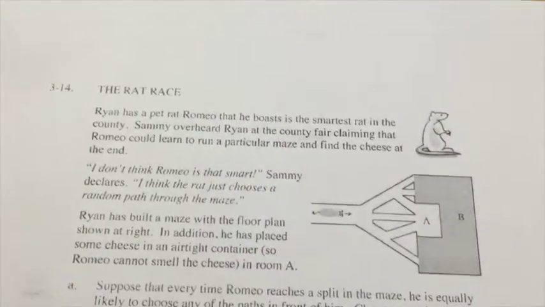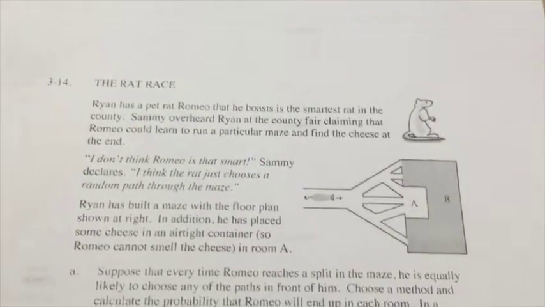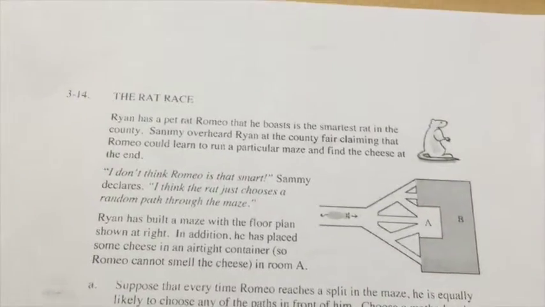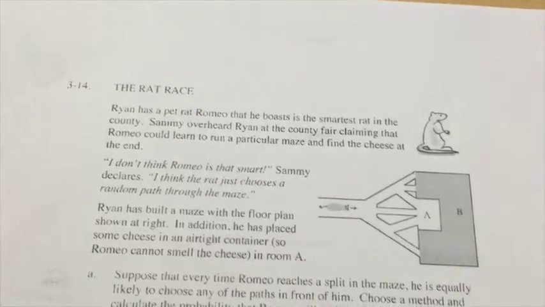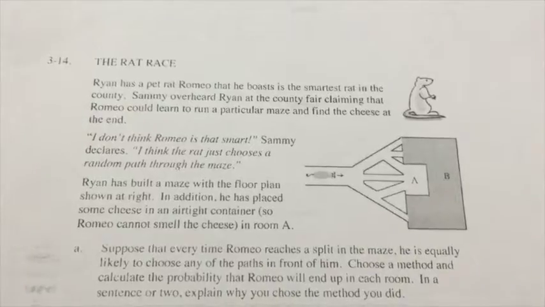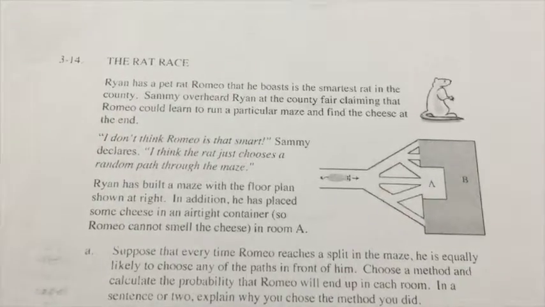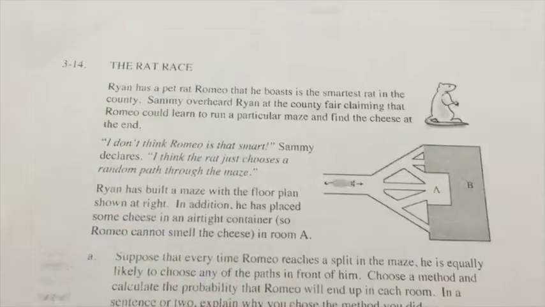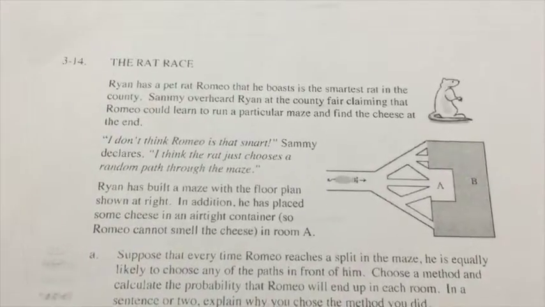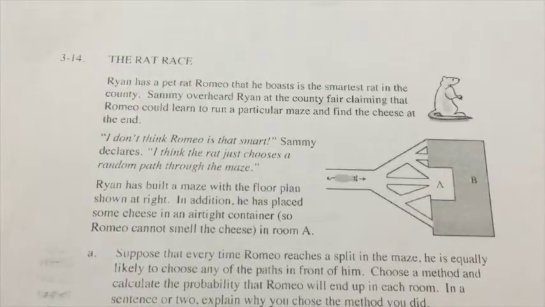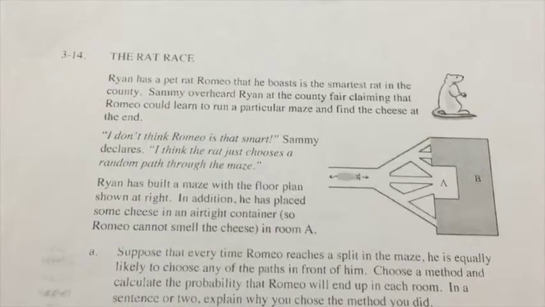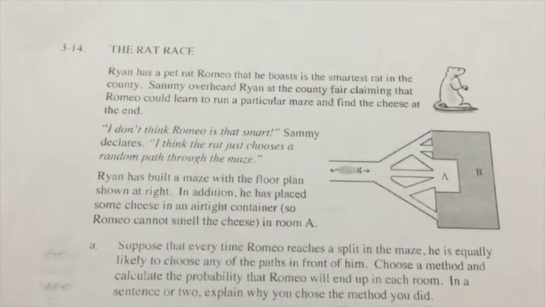this rat race. So Ryan has a pet rat, Romeo, that he boasts is the smartest rat in the country. Well, Sammy overheard Ryan at the county fair claiming that Romeo can learn to run a particular maze and find the cheese at the end. I don't think Romeo is that smart, Sammy declares. I think the rat just chooses a random path through the maze. So Ryan has built a maze with the floor plan shown at the right. In addition, he has placed some cheese in an airtight container, so Romeo cannot smell the cheese in room A.